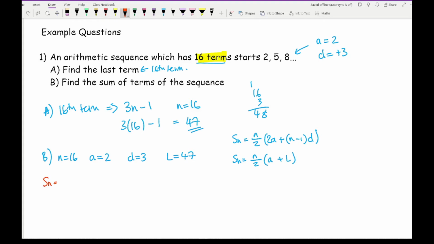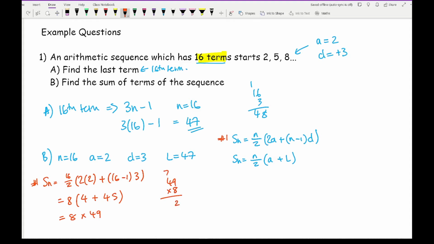So if I take the first one, let's put this as hashtag 1. In terms of using hashtag 1, we've got 16 divided by 2, and we've got 2 lots of 2 plus 16 take away 1 times 3. It doesn't look very nice, but let's quickly work this out. 16 divided by 2 is 8, and we've got 4 plus, and then 16 take away 1 is 15, times 3 is 45. So then we've got 8 times 49, and 49 times 8, which I should use a calculator for, but it doesn't really matter.